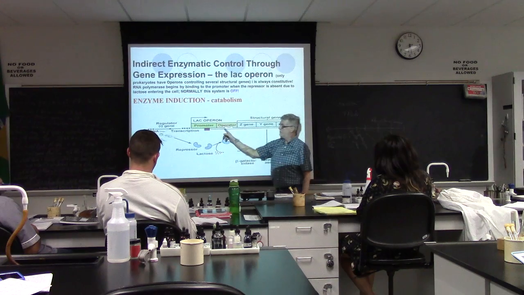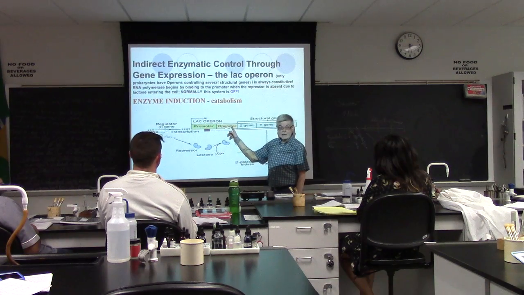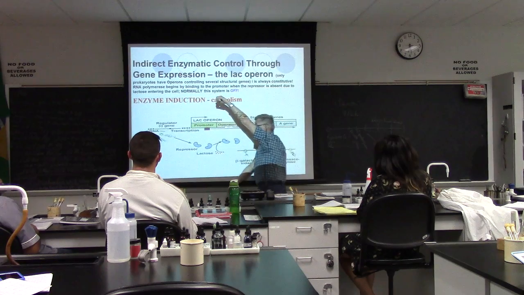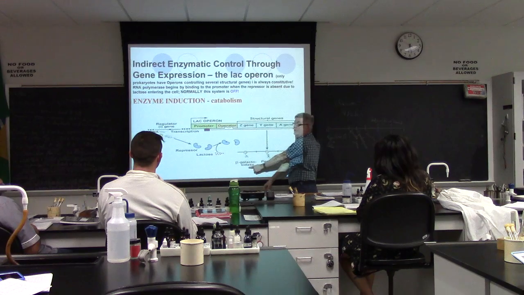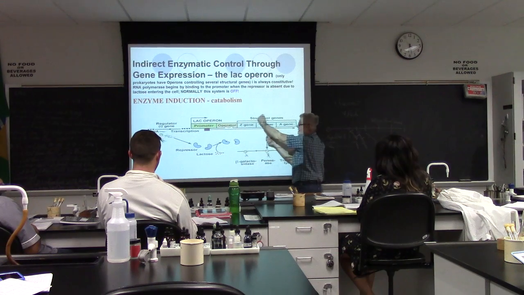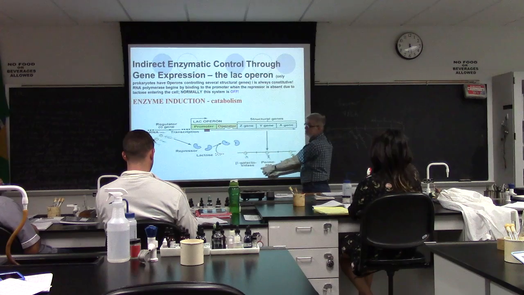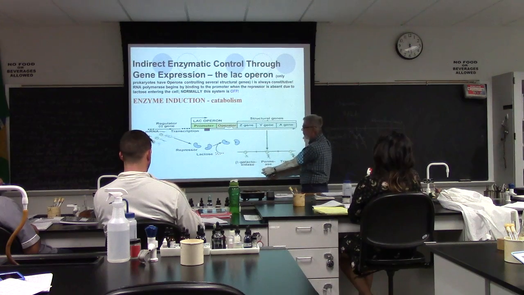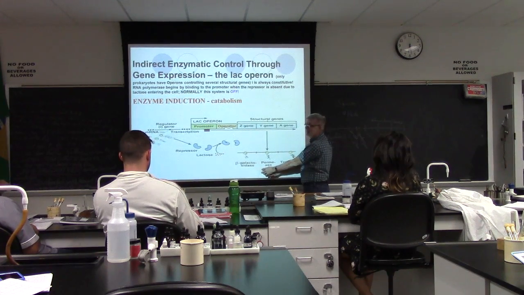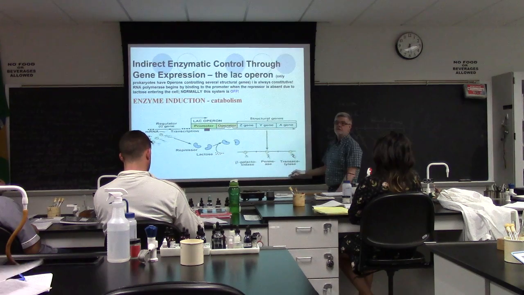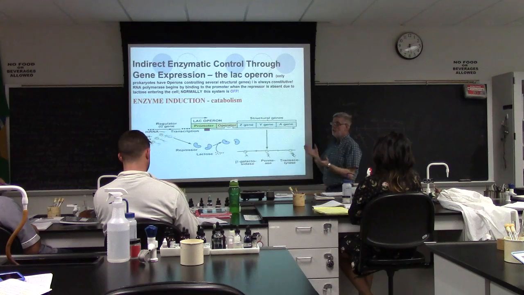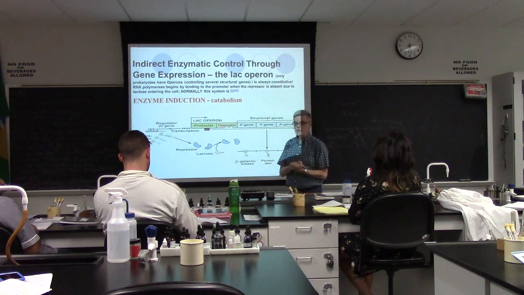When the repressor is not sticking here, ribosome comes, hooks, goes on, and it translates the Z structural gene and makes beta-galactosidase. It translates the Y gene and makes permease. And then it translates A and makes transacetylase. Now, what is lactose? It's a disaccharide.